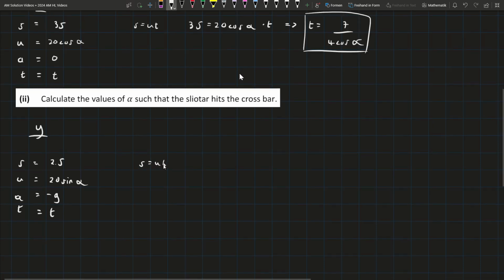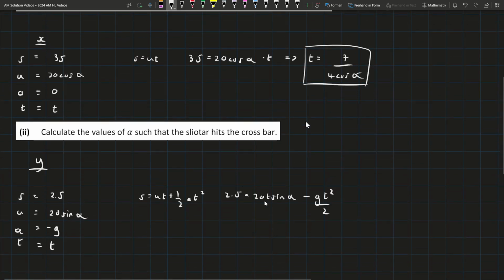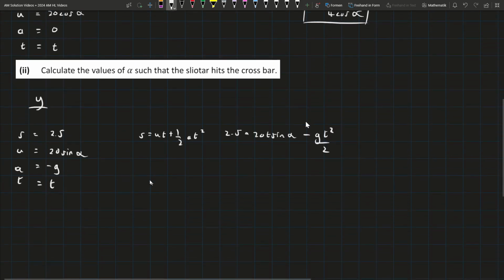So S equals ut plus a half at squared. So 2.5 equals, not ut, we know what u is, it'll be 20t sine alpha. I'm just putting the t there so it doesn't look like it's multiplied by the alpha inside of the sine. And then we'll have minus a half at squared, which is minus gt squared over 2. Now, we can't isolate for t here. We're trying to find alpha, so we need to get rid of the t. But we know that t is equal to this, so we can replace it with that.